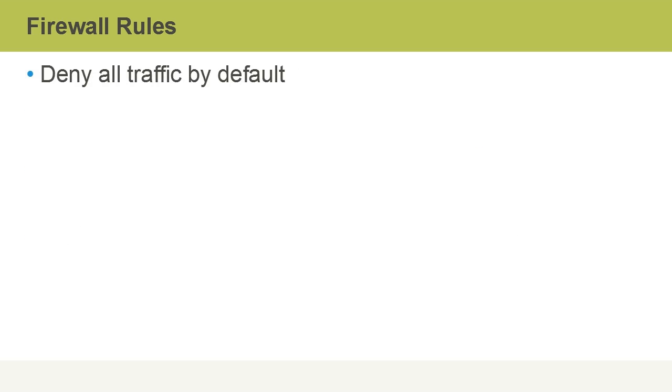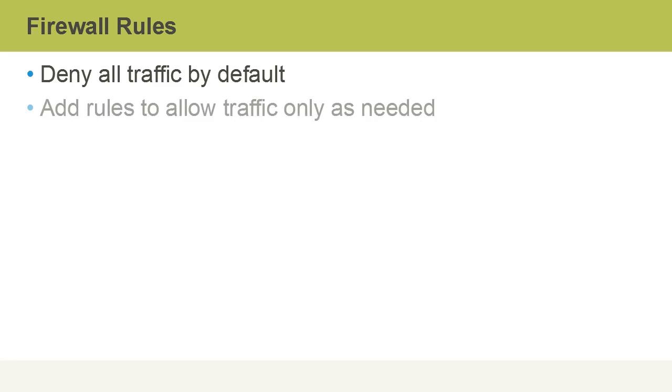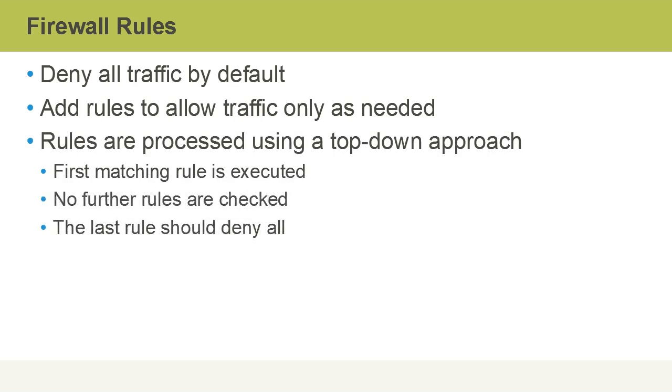With firewall rules, we should have a deny all traffic by default rule. Then we would add rules to allow traffic only as we need them. So for instance, if we need to allow HTTP traffic, then we could add a rule to allow that. But if any packets come in through the firewall that don't match that HTTP rule, then our deny all by default would kick in. Rules are processed using a top-down approach.